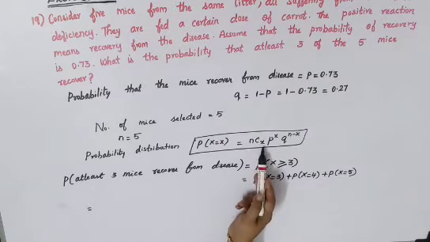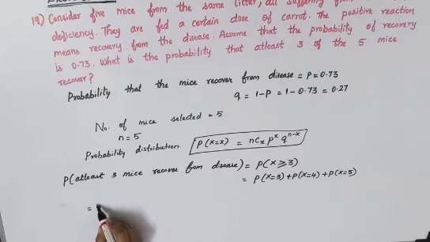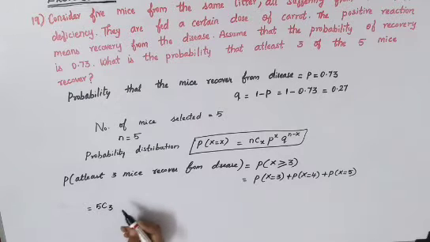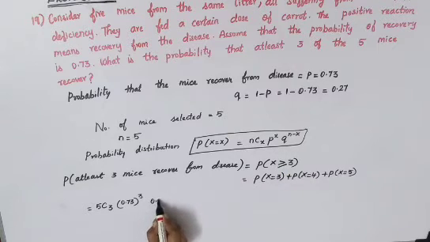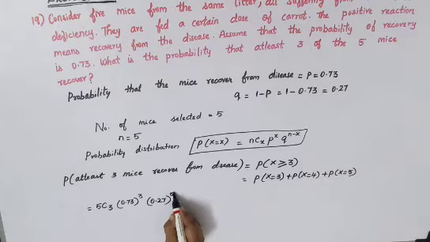So nCx, n is 5. So 5C, x is your 3, p power x, so p is 0.73, power x is 3. Next is q power n minus x. So q is your 0.27, the whole power n minus x. n is 5 minus x is here 3.